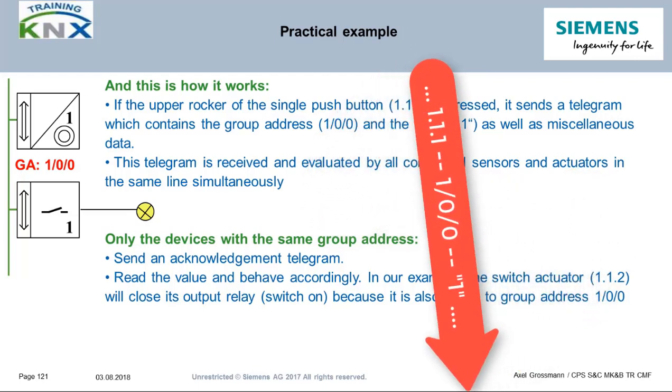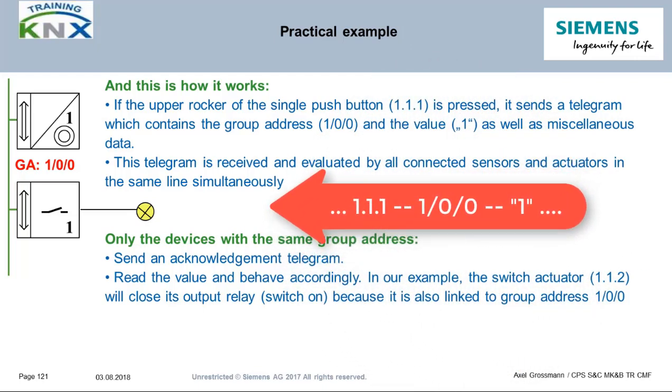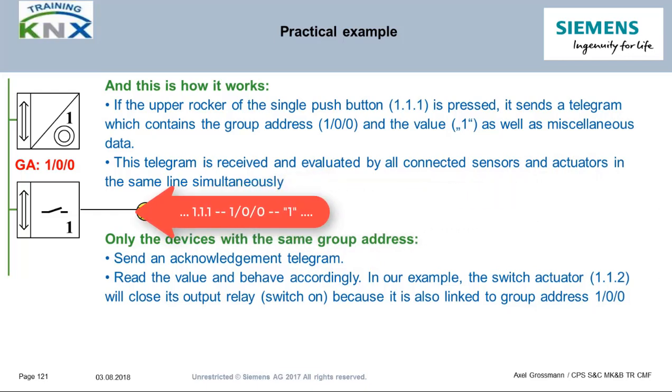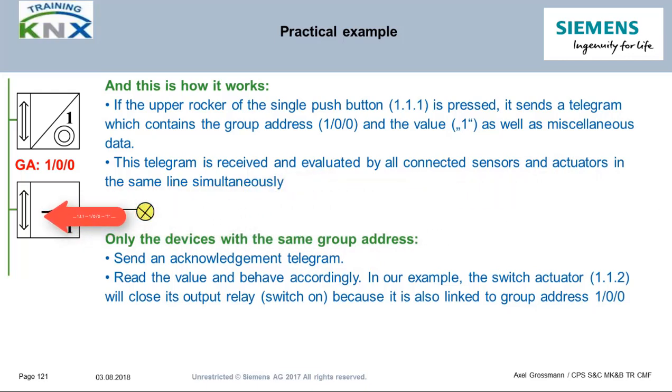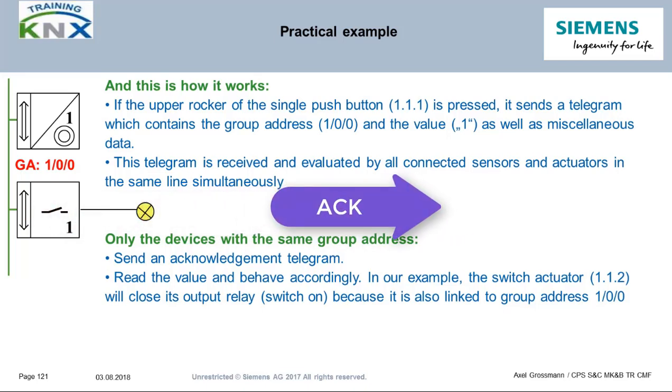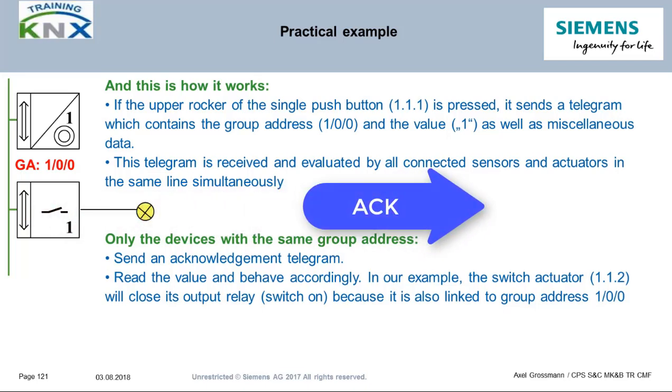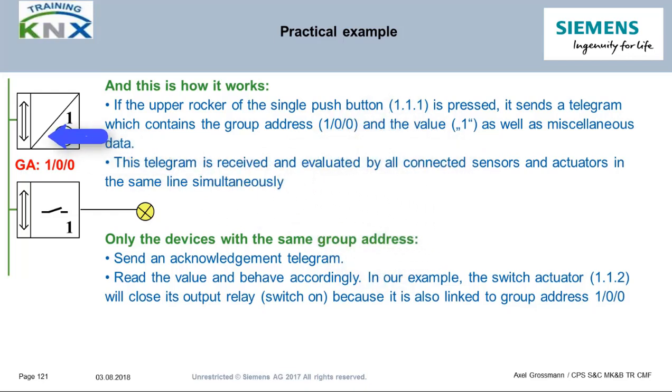This telegram is received and evaluated by all connected sensors and actuators in the same line simultaneously. Only the devices with the same group address send an acknowledgement telegram, read the value and behave accordingly. In our example, the switch actuator 1.1.2 will close its output relay, switch on, because it is also linked to the group address 100.